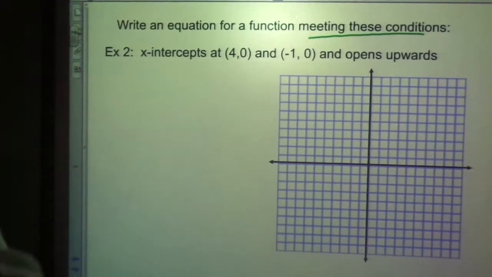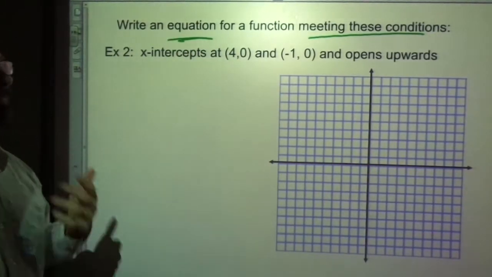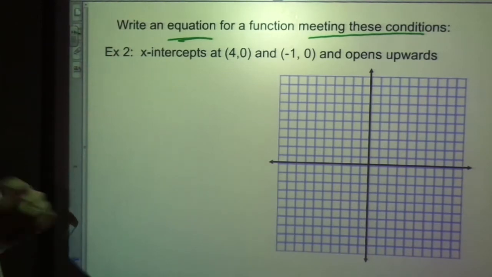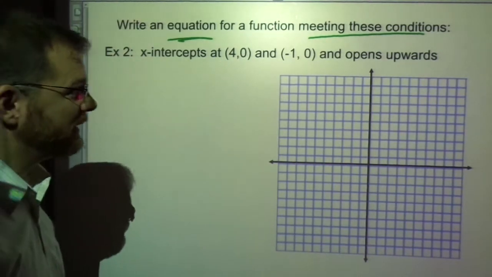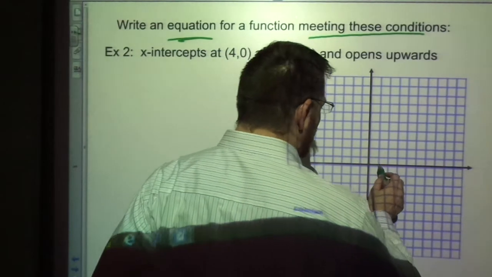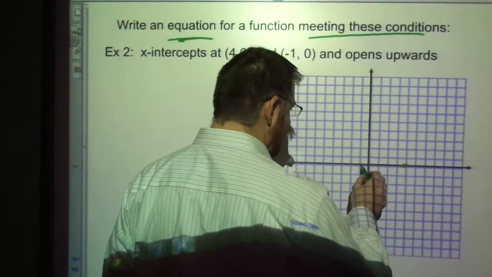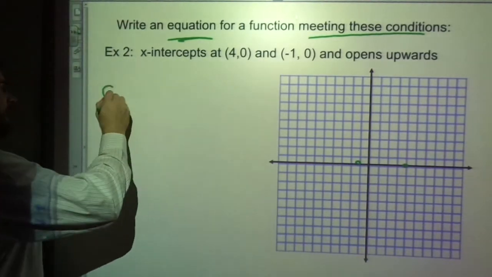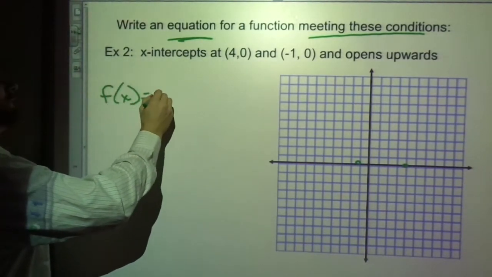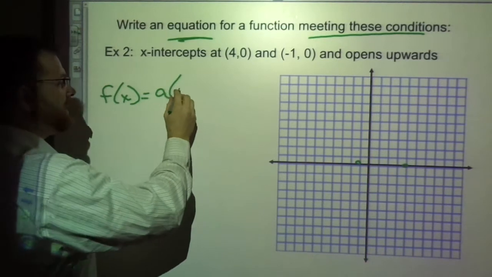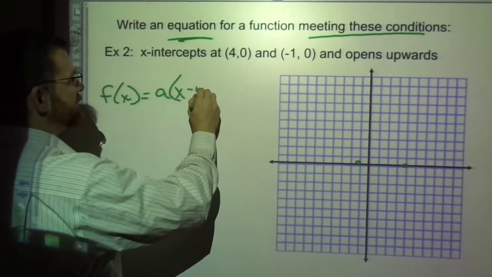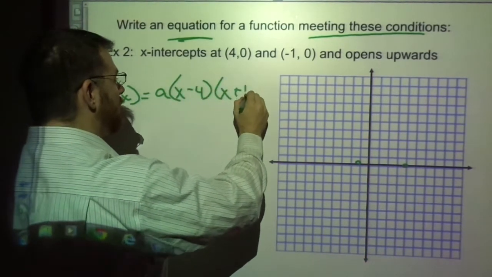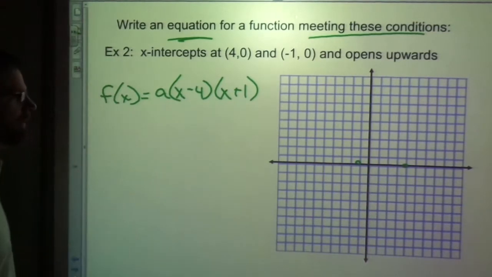And I have to write an equation. There's probably lots of right answers for this. But an x-intercept of 4 and negative 1 is going to be 1, 2, 3, 4, and negative 1, something like this. I can write a starting equation. I don't know what my front number is. I'll leave that as a. But I can write it as x minus 4 and x plus 1.